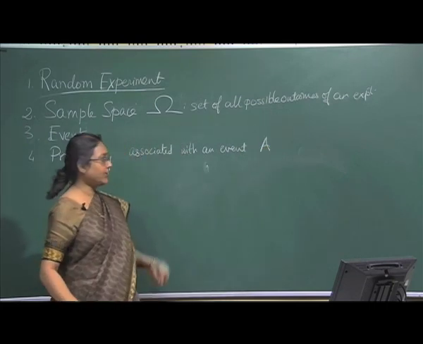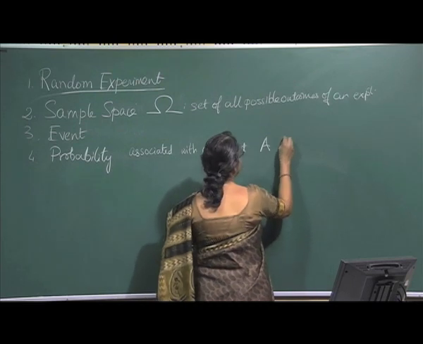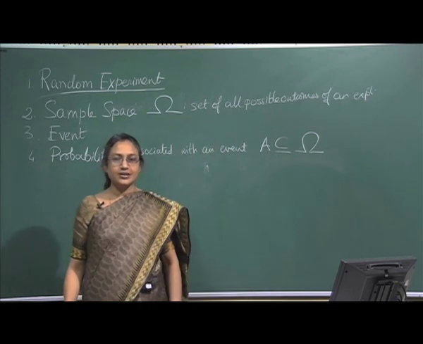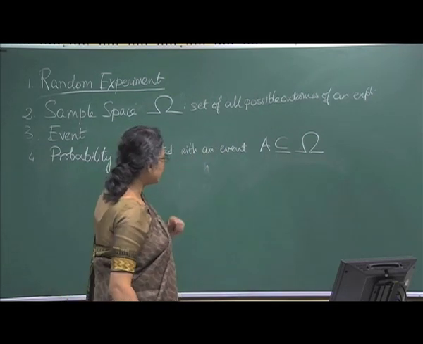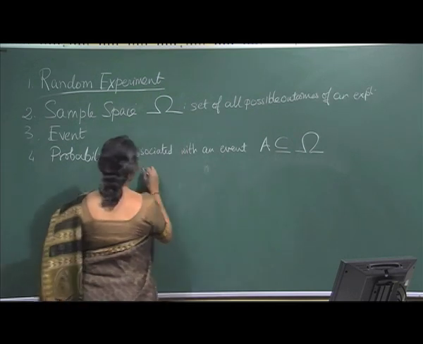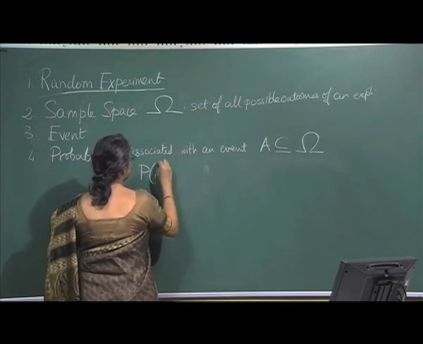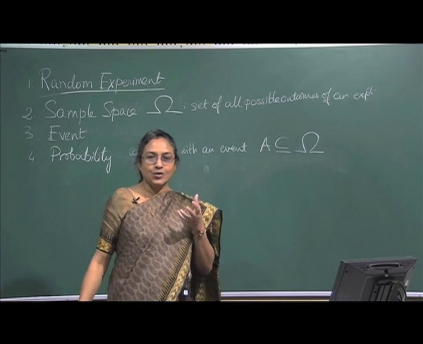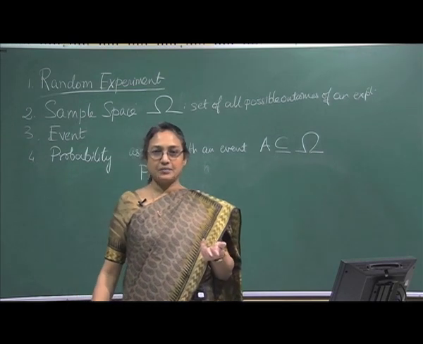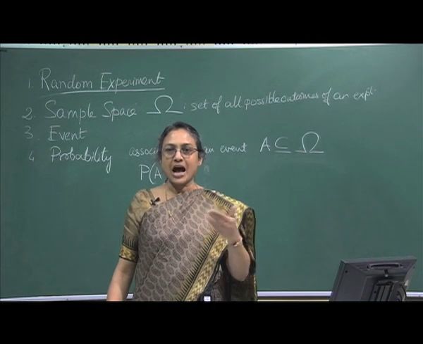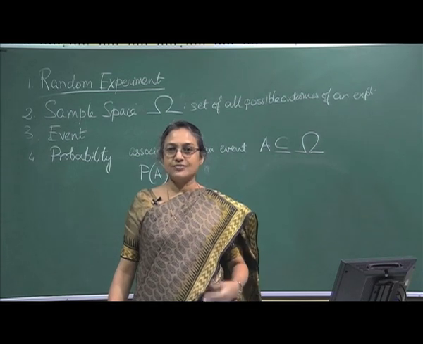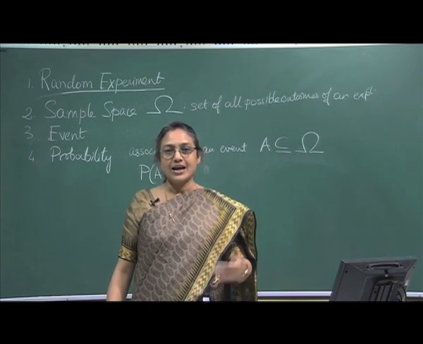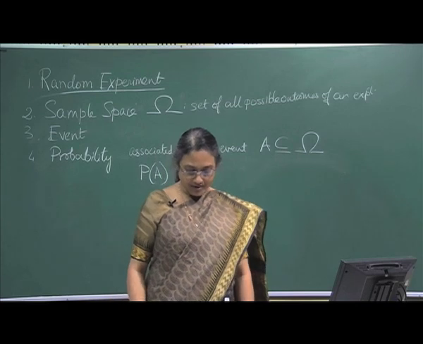Suppose A is an event, and as we have seen, A is a subset of the sample space. P(A) denotes the probability of this event A. What it means is that when this experiment takes place, you look at the outcome of the experiment and find out the probability that the outcome is in A. This is called the probability of A.